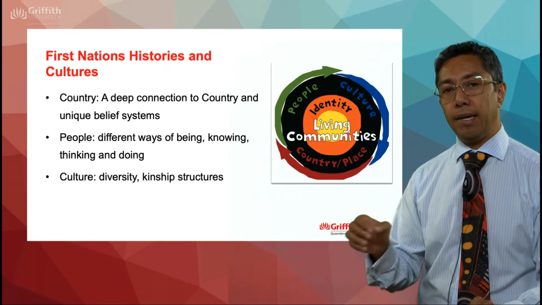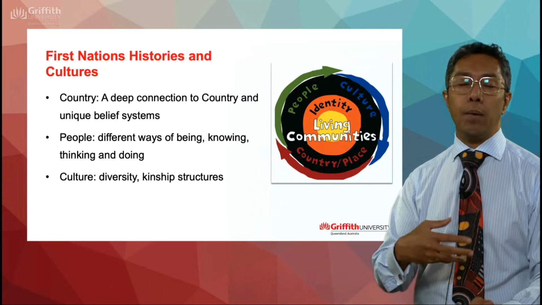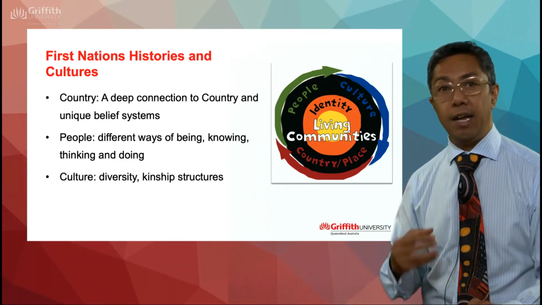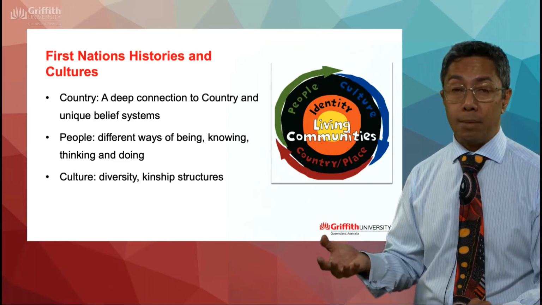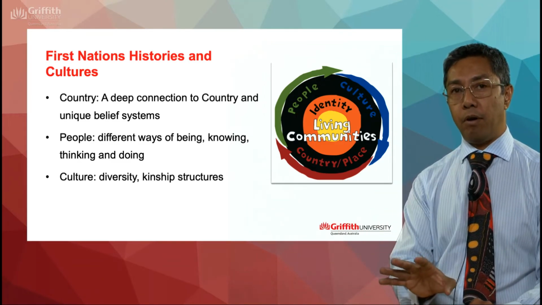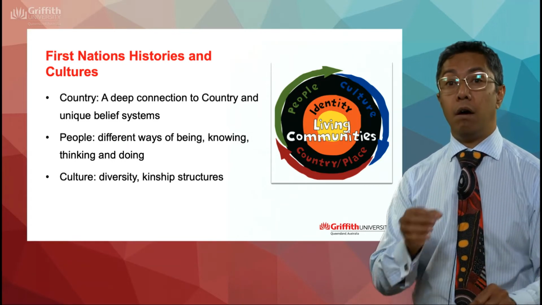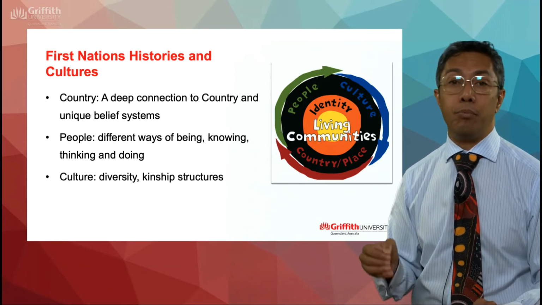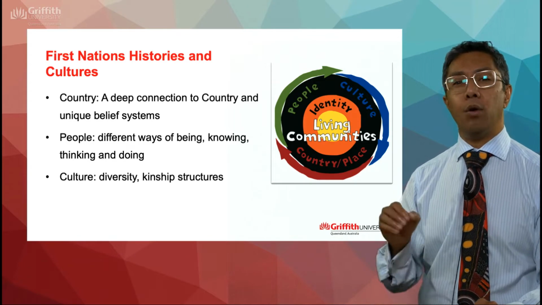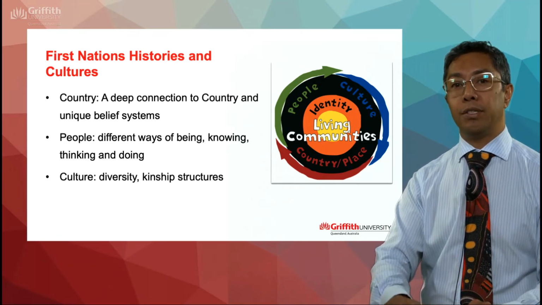The next element is understanding the people. So the different ways of being and knowing: epistemology, ontology, and obviously the praxis which comes along with that. The third key element of this particular priority is looking at the culture. So we're looking at things like the diversity of the First Nations, which existed pre-1788, and also the unique kinship structures, which help structure those societies.